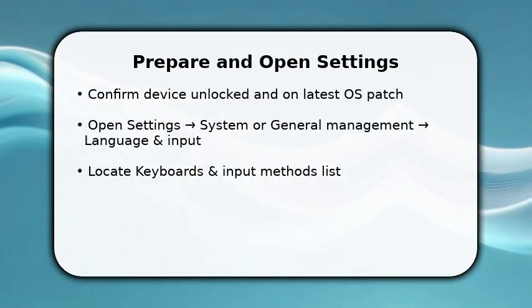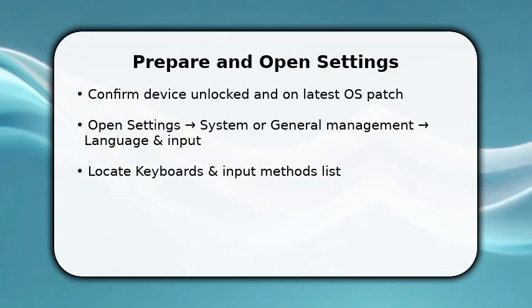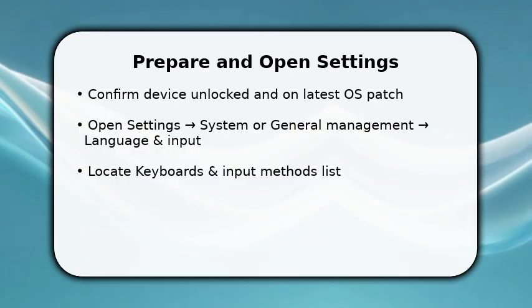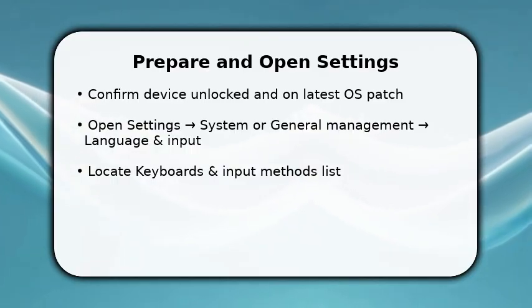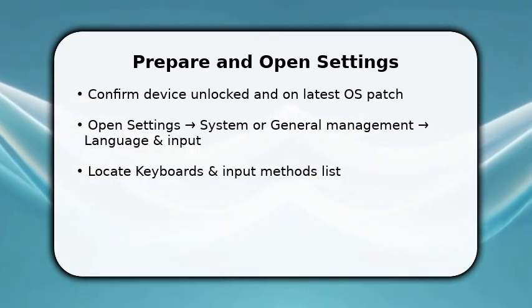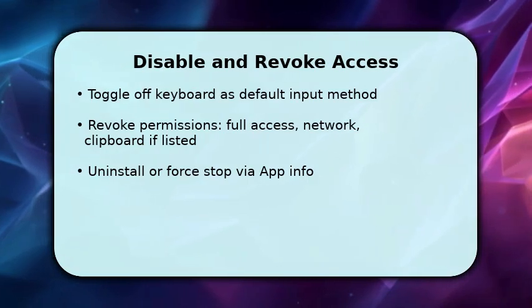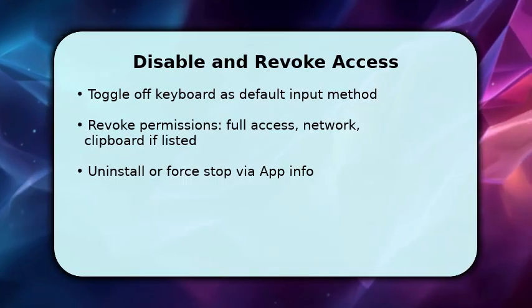Once done, tap the active keyboard entry to reveal details, because you need to know whether it's a system app or third-party. Make sure to note the keyboard's package or app name before proceeding so you can remove the correct item. Now you disable the keyboard as the default input method so the system uses a safe alternative.